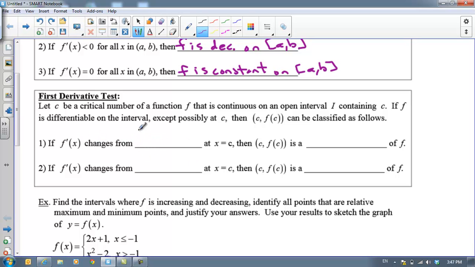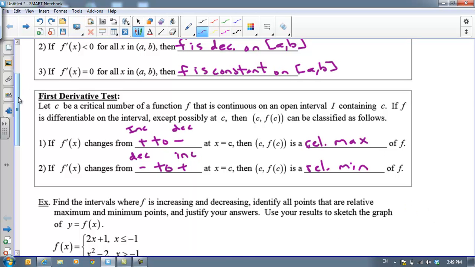If f prime changes from positive to negative, we go from increasing to decreasing at x equals c, then we are going to know that this point, where that happens, is going to be a relative maximum of f. And then if f prime changes from negative to positive at x equals c, that means that f was decreasing and then going to increasing.